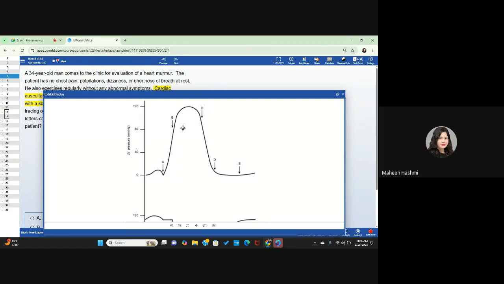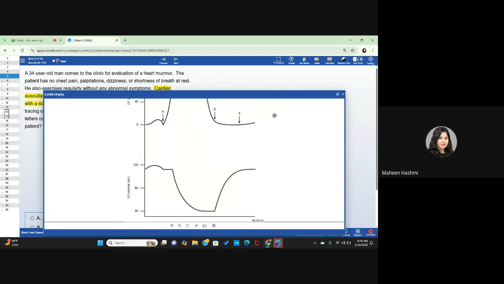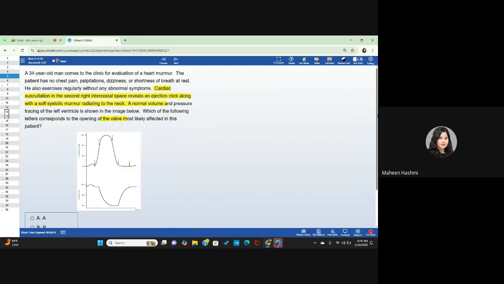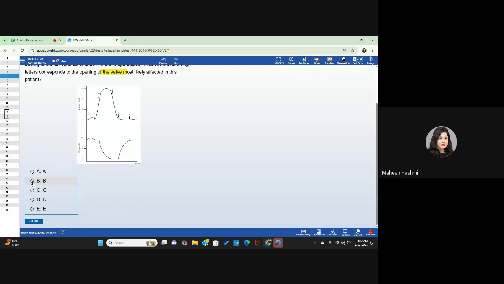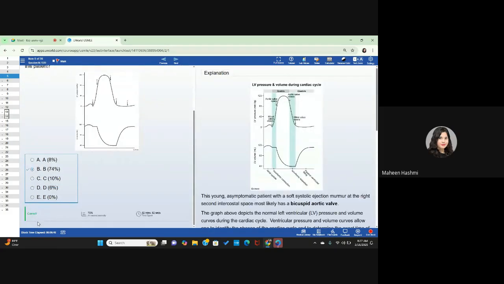Okay. And when does it close? At C. Okay. What's going to happen at A? Mitral closing. Good. What's going to happen at C? Aortic closing. What's going to happen at D? Mitral opening. What's going to happen at E? Not relevant. All right. Okay, so this is B.